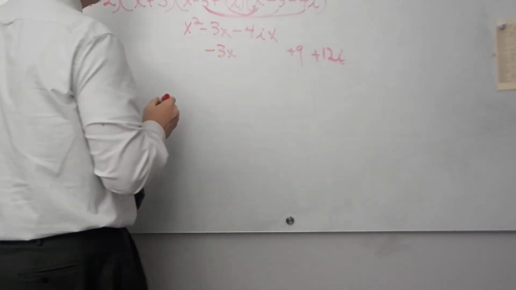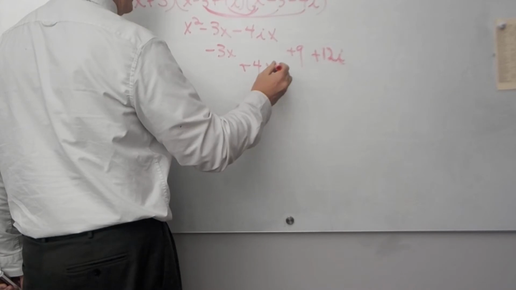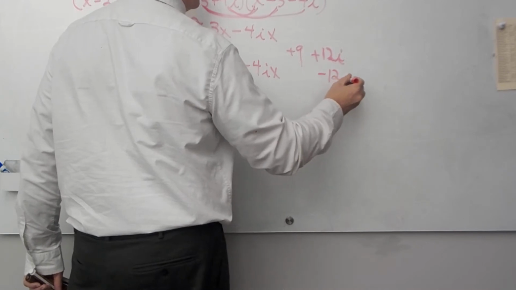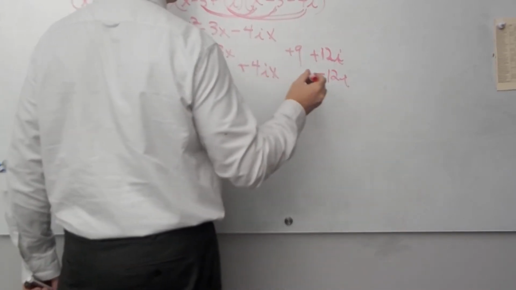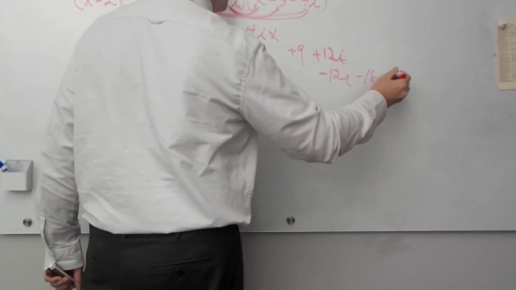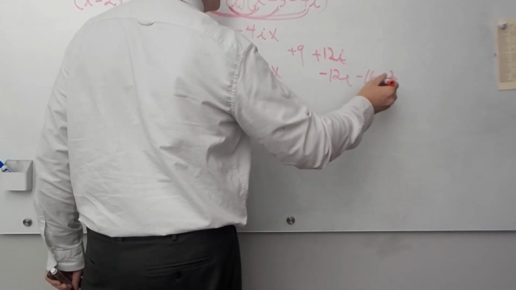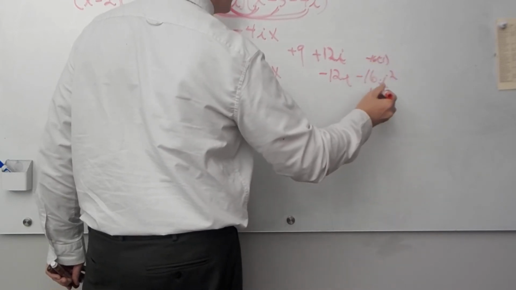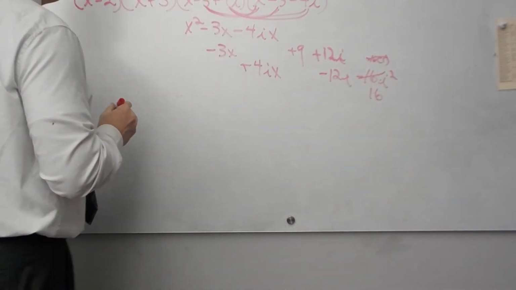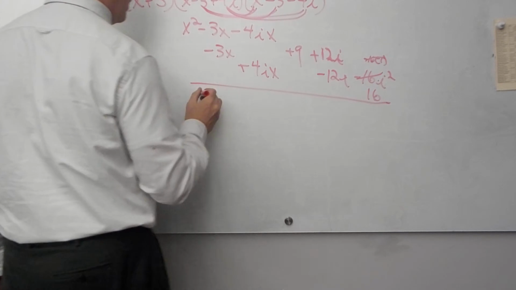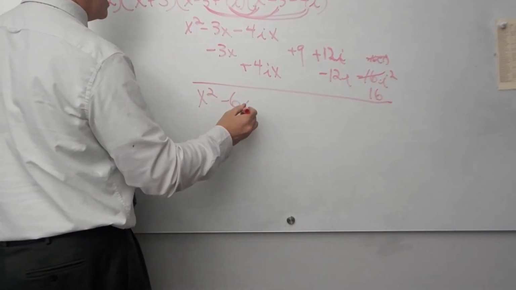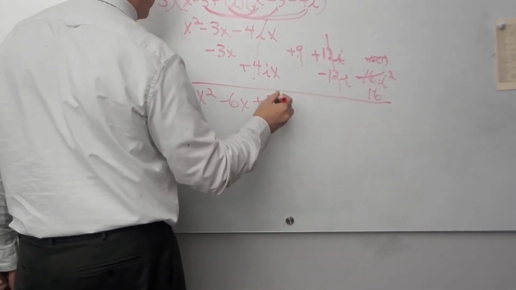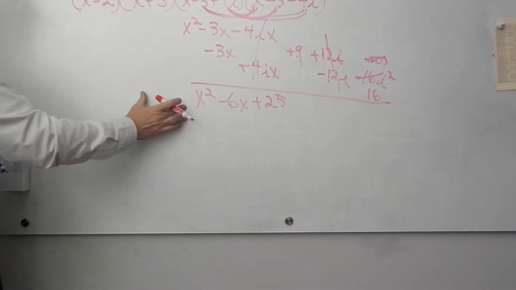All right, one more. 4i times x is positive 4ix. 4i times negative 3 is negative 12i. And 4i times negative 4i is negative 16i squared. i squared is negative 1, and negative 16 times negative 1 is positive 16. So I'm going to use positive 16 here. And when it's all said and done, we have x squared minus 6x. Those are canceling, those are canceling. 9 and 16 make 25. Okay, so that part's x squared minus 6x plus 25.